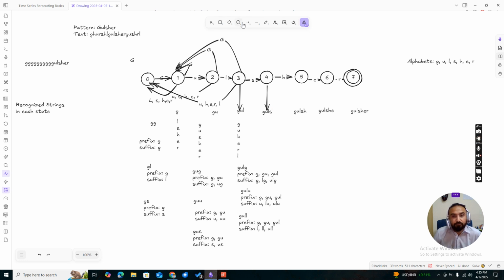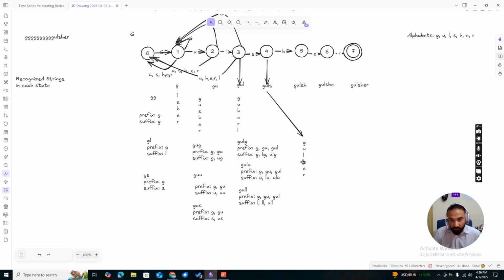So now the string recognized is GULS. After GULS, if H occurs, we will be transiting from the fourth state to the fifth state on H. But we can get other possibilities as well. Let me list them down. The other possibilities are G, U, L, S, E, R. We have not listed H because if H occurs, we will be transiting from the fourth state to the fifth state.